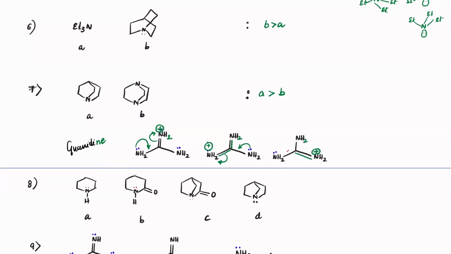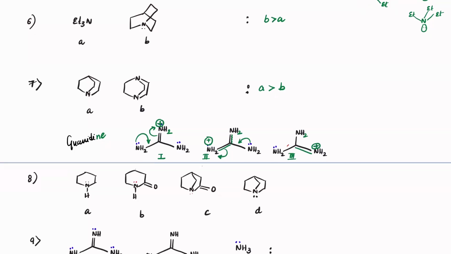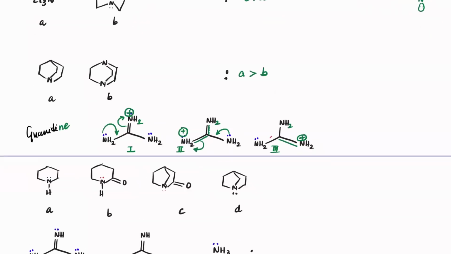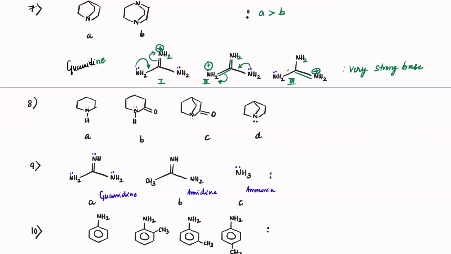So you can see 1, 2, and 3. All three are equivalent structures. Because they are equivalent structures, we can say this is a very strong base. Guanidine is a very strong base. Okay. So because it is a strong base, wherever you have this guanidine system, they will start showing more and more, or stronger, basic character. Check out the eighth case.